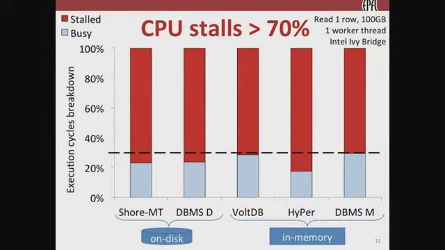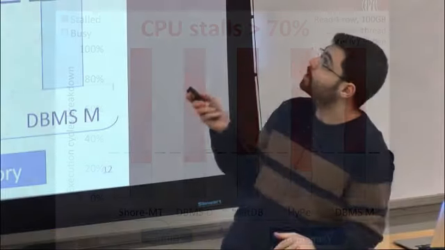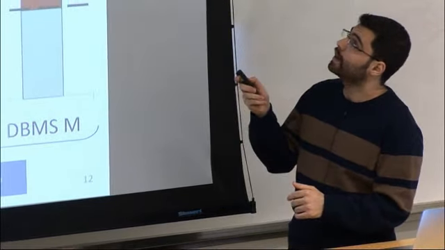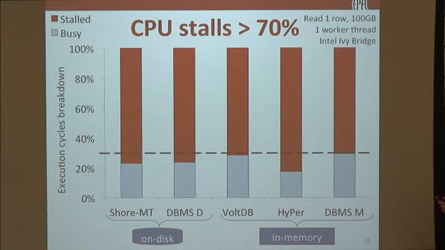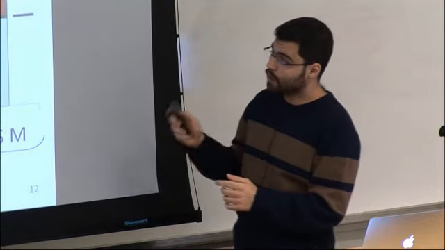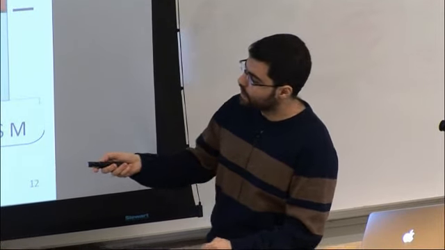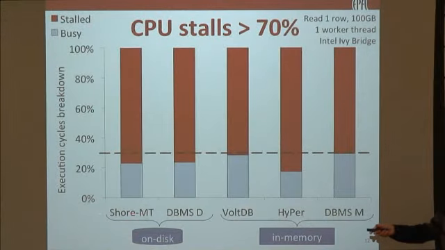So let's look at our results when running the micro benchmark. Again, the micro benchmark reads one row from a randomly generated 2-column table of size 100 gigabyte. This is single worker threaded and the processor is Ivy Bridge. On the x-axis of this graph, we list the 5 DBMSs, the 5 OLTP systems that we profile, 2 disk-based systems, 3 in-memory systems. And on the y-axis, we show the execution cycles breakdown into busy and stalled cycles.